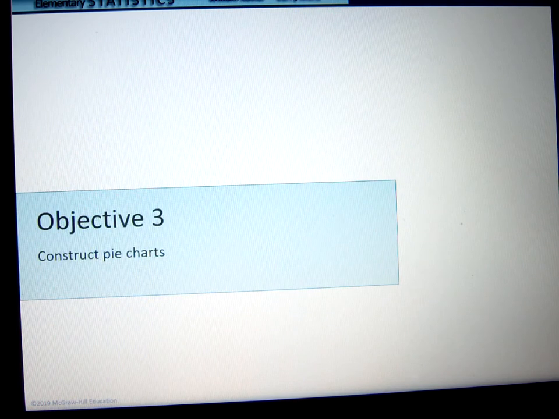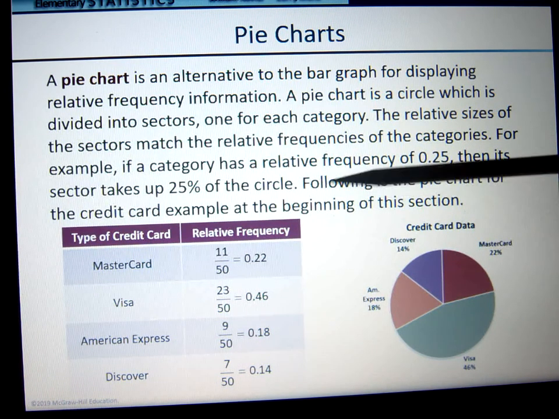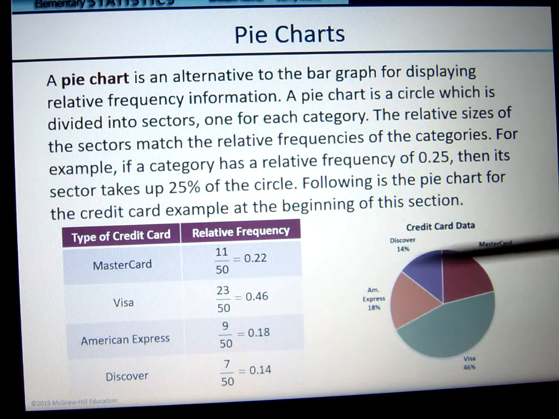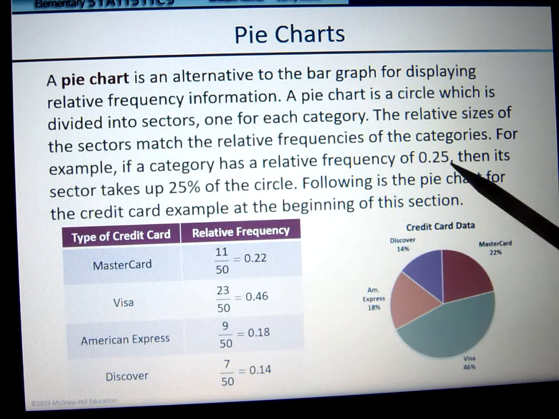Objective 3, we're going to take a look at constructing a pie chart. So a pie chart is just another way of displaying a graph. The key here is you have to remember that a circle is 360 degrees. And we're going to want to take a look at each one of these categories and figure out what angle we would have to use to create the correct scale to show our pie chart. So the relative size of the sectors match the relative frequencies of the categories. So if the frequency is 0.25, then it takes up 25% of the circle.